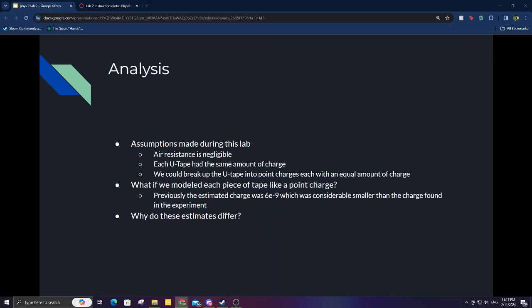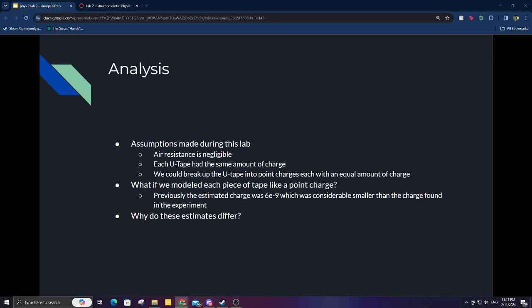And then finally, I'd like to do some analysis. Firstly, I would like to go over some assumptions I made. First, we assumed air resistance is negligible. This could potentially affect how far the tape would float, but it likely wouldn't make much of a difference at this small a scale. Another assumption made is that each piece of tape held the same charge. Theoretically, this would be true, but realistically, it might not be.